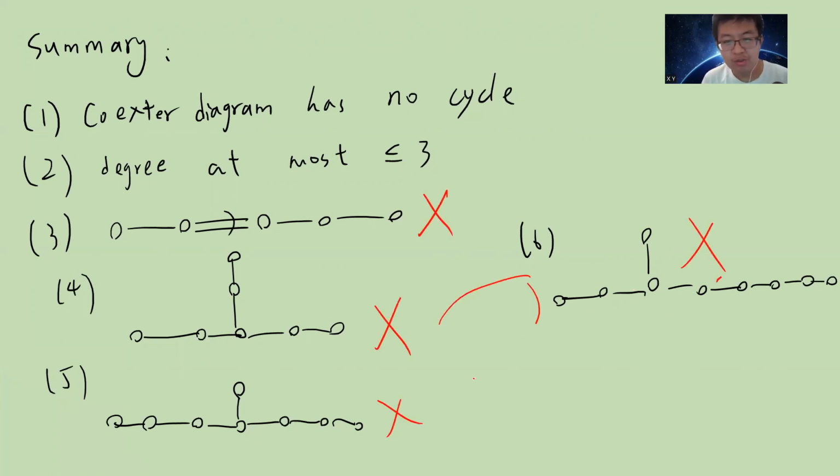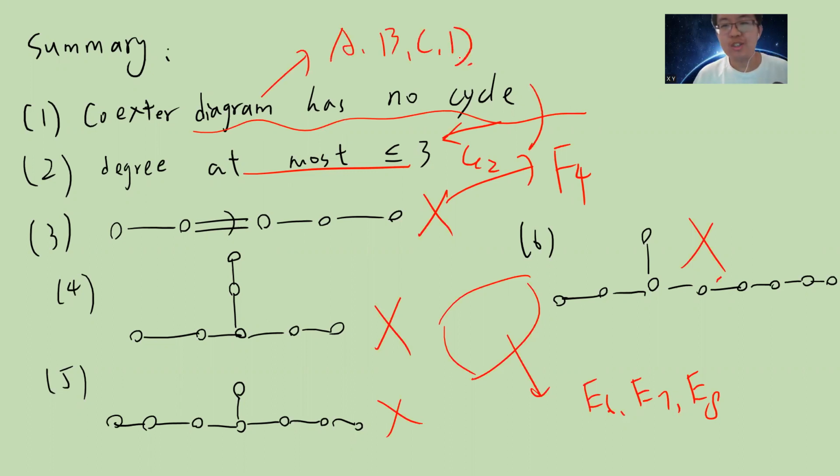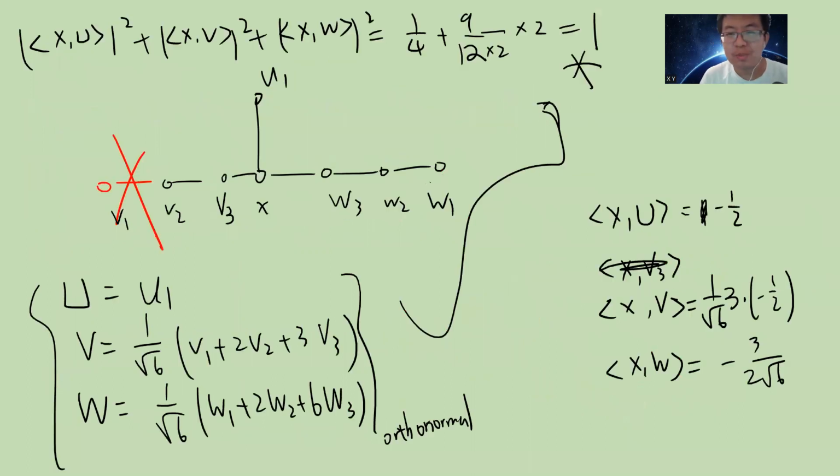Okay, so combine these 3, then you get E6, E7, E8. Combine these, you get the special F4. Combine these, you get G2. And previously, combining 1 and 2 gives you A, B, C, D. Okay, so this is the classification of Dynkin diagrams and root systems.